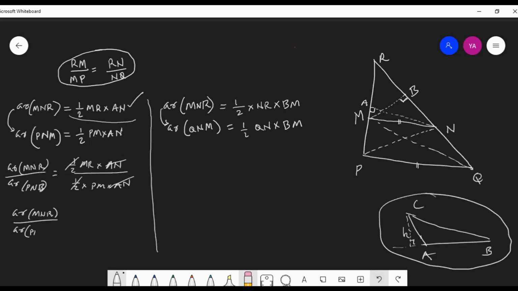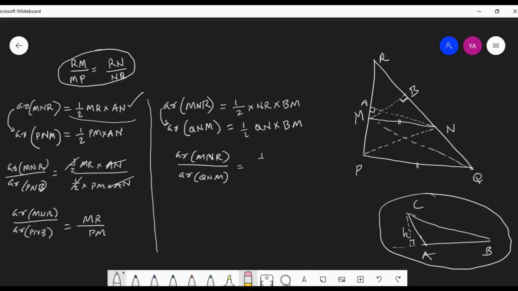PNB is equal to MR divided by PM. MR divided by PM. On the right side also we can divide like this: area of triangle MNR divided by area of triangle QNM. What will come? NR can cancel with QN.